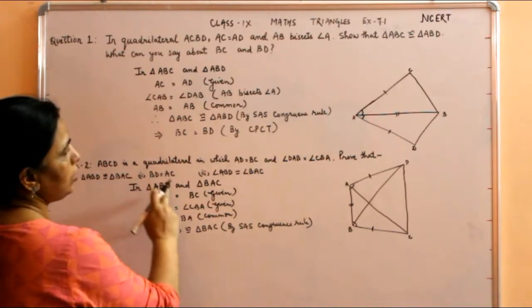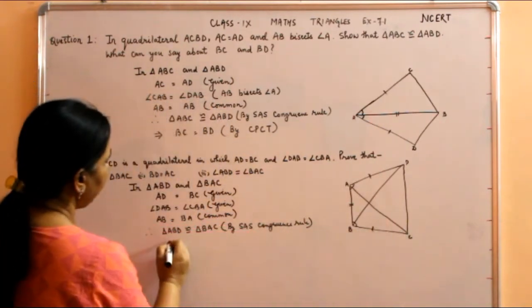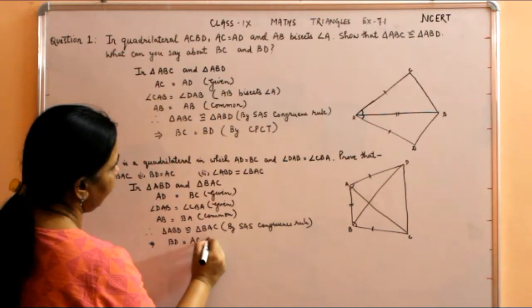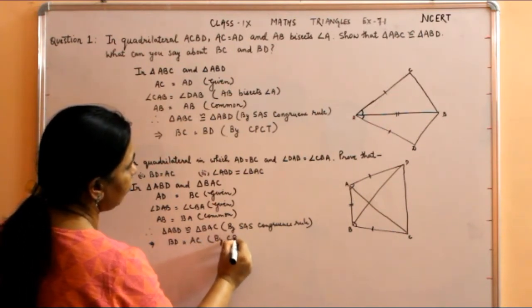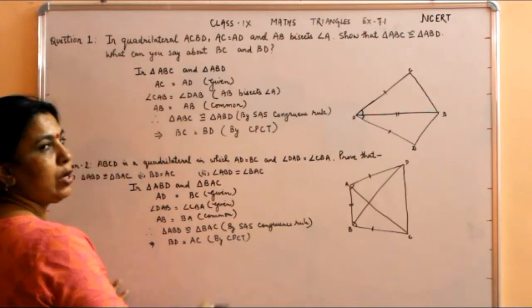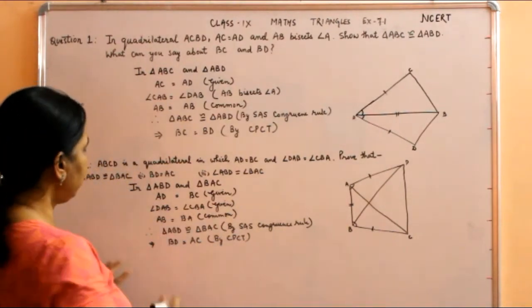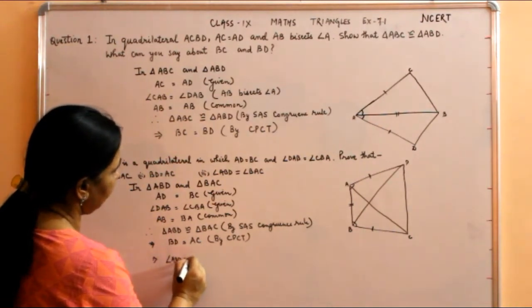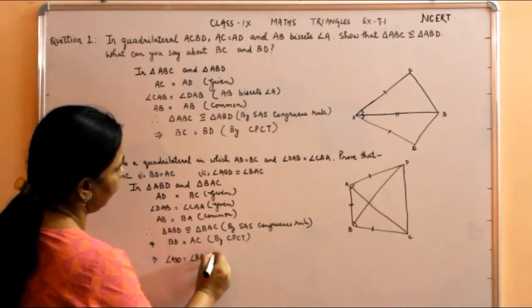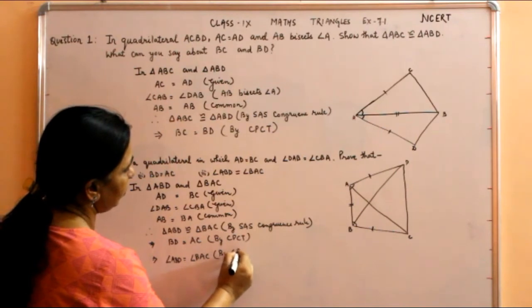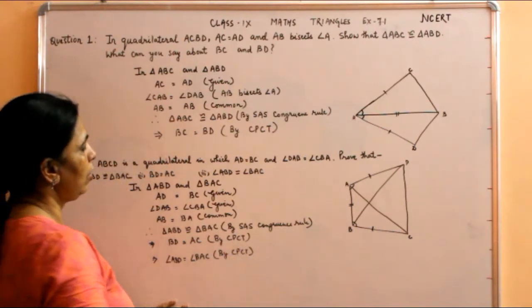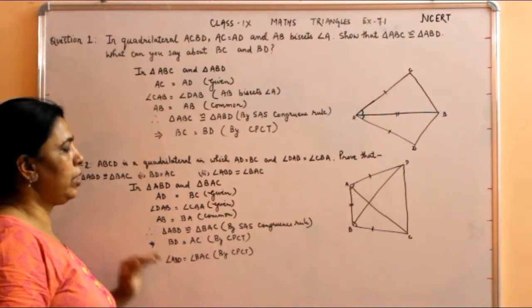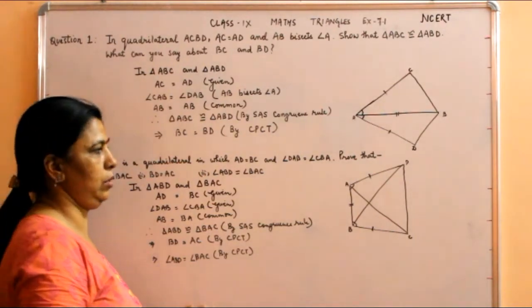Now second says BD is equal to AC. When these two triangles are congruent, this shows BD is equal to AC. Why? By CPCT, that is corresponding part of congruent triangles. And in the same way, this also implies angle ABD is equal to angle BAC by CPCT. Now in this way you can show that the corresponding parts of congruent triangles are also equal.